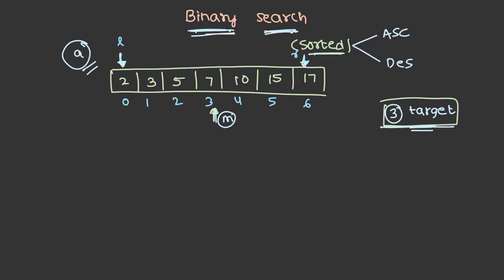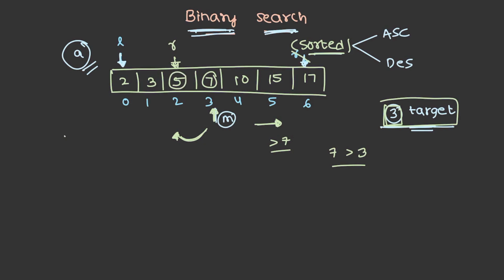As the array is sorted, the element at this index, that is 7, is greater than 3. So the scope of finding the element is only on the left side. On the right side, all the elements are greater than 7, which is also greater than 3. There is no point in searching the elements on the right side, and we can search only on the left side. In this case, I'll change the value of r and make it point to m-1.